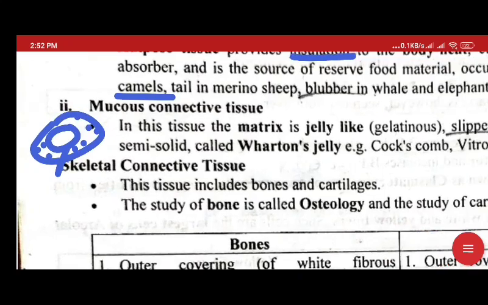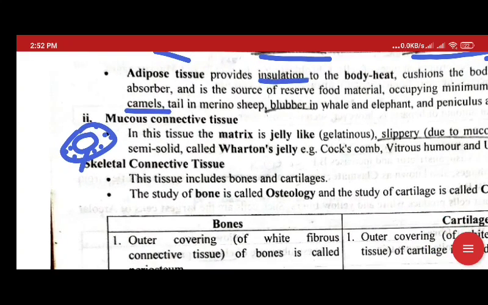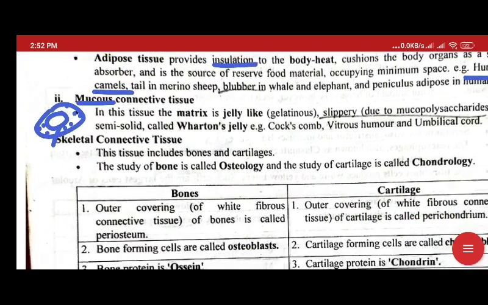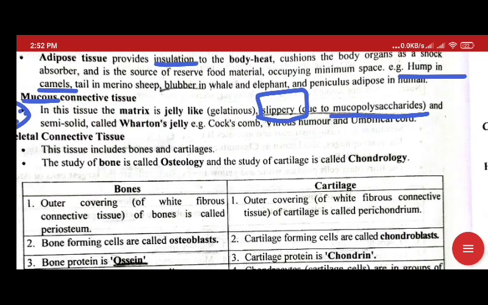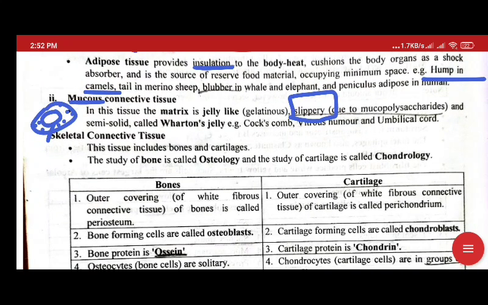So here is the mucus. Now if this is the mucus, then this will be slippery. Slippery is due to mucopolysaccharide. This is a type of carbohydrate. Its examples are cock-comb, vitreous humor and umbilical cord. Now this new term, umbilical cord, is found in females during pregnancy, from where the baby gets food from the mother's womb.